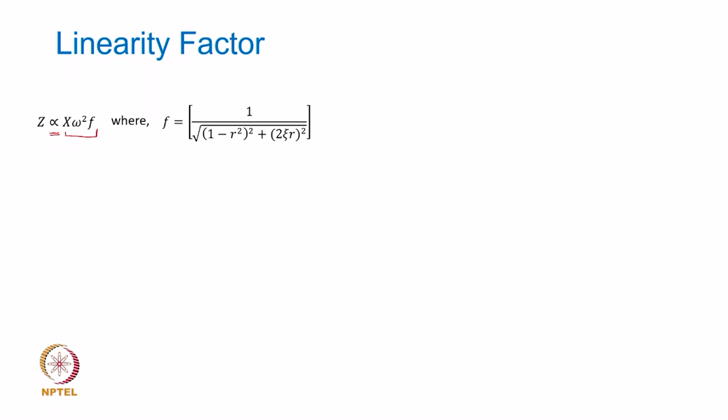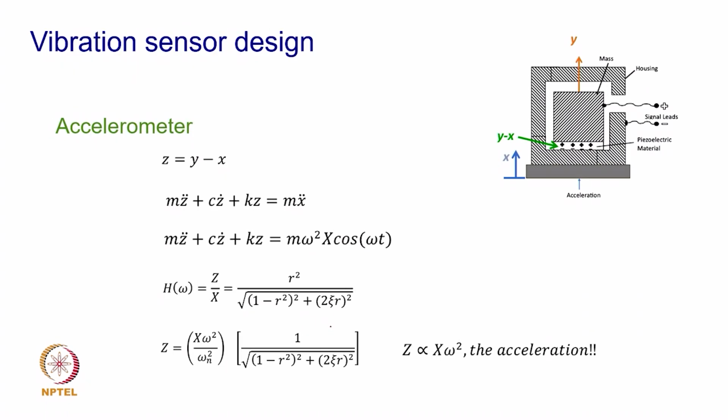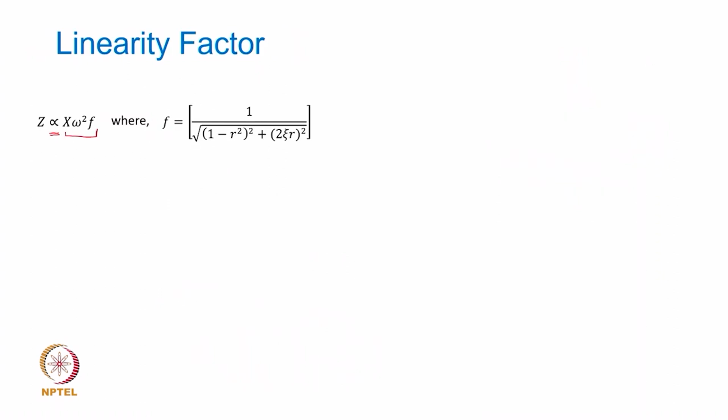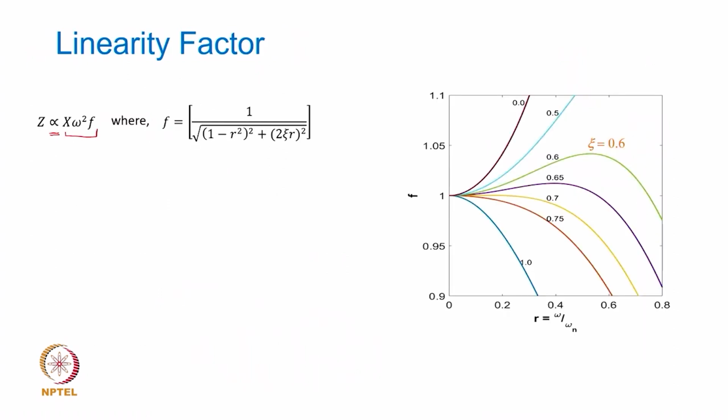So, now this f, which is 1 over square root of 1 minus r square whole square plus 2 zeta r whole square, is this a constant function? That is what the question is. And you remember this particular expression, how does it behave? This is similar to our dynamic magnifier. Okay. It will start with 1, it will go to the resonance region and then come down. Okay. So, if I plot this function, it looks like this.